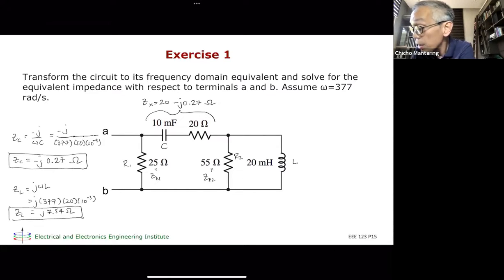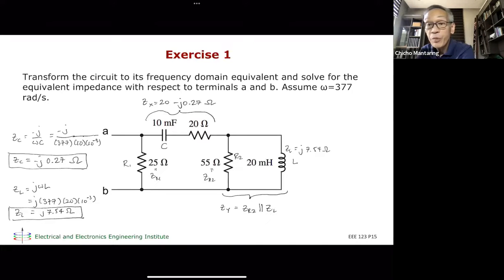Okay. Now, what is the parallel combination of these two? Let me call this Z_Y. Z_Y is jR2 in parallel with jωL. By the way, our jωL is j7.54 ohms.